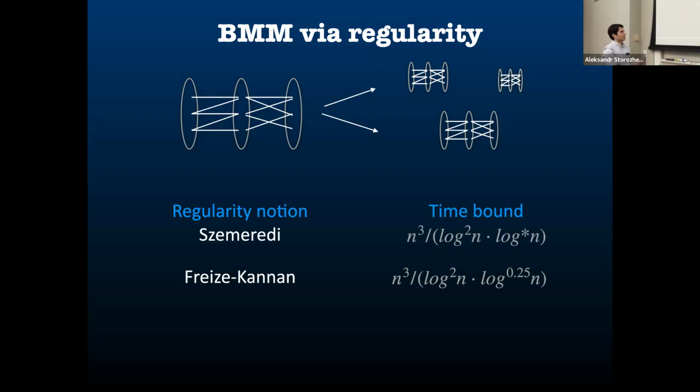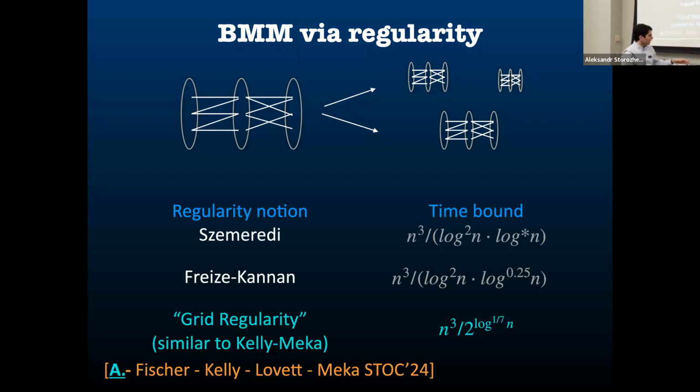And the only question is, what is this regularity notion? What are the parameters? How many pieces does the regularity give you? There were different notions like Szemerédi, Frieze-Kannan, and each one gave a different count. We used a new notion, grid regularity, that was very similar to the one used by Kelley and Meka in their breakthrough for arithmetic progression sets, where they also have this kind of bound. The paper was about proving a decomposition theorem using this notion, and we get this bound.